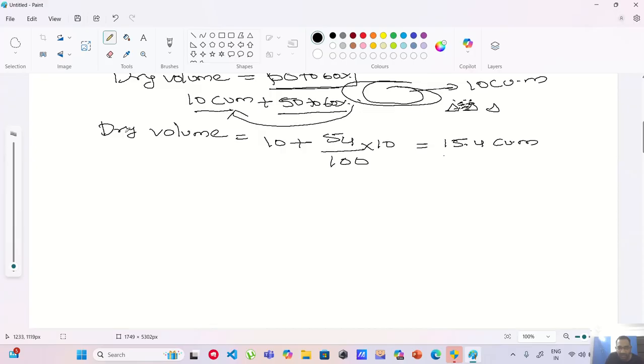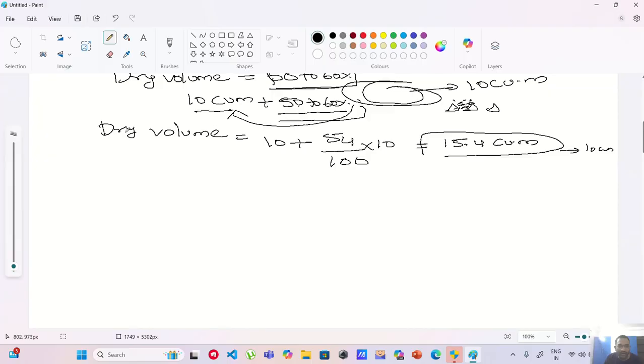We have to calculate the rate for 15.4 cubic meter. But this 15.4 cubic meter equals the 10 cubic meter, you should not worry about that. But for filling nature, we are adding 50 to 60%. Just keep it in mind. So, sir, for every work it will change.